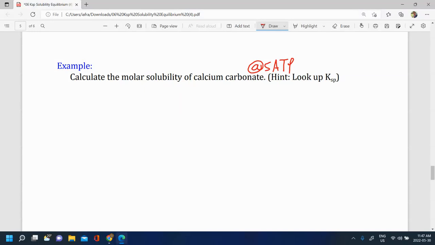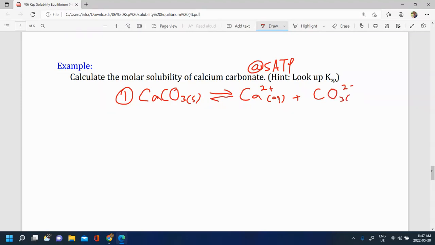So what we're going to do is start off by writing a balanced dissociation equation as we've seen in previous videos. And it's going to be in an equilibrium like this. We're going to get the calcium 2+ ion, there's one, plus the carbonate 2- ion, there's one of those, and they're all aqueous because they're surrounded by water. And we're going to create an ICE table. And we can start filling it out.